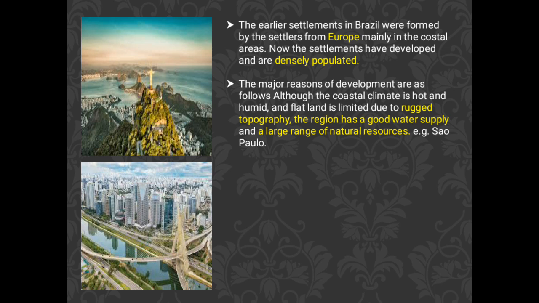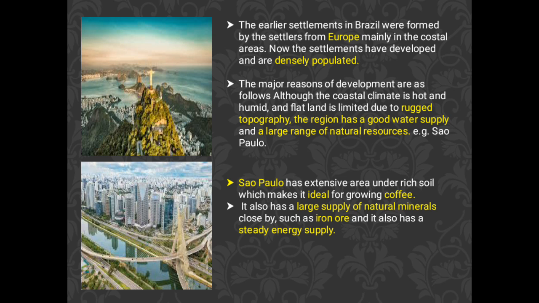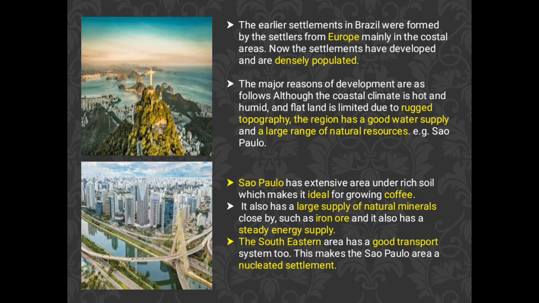This is a picture of the city of Sao Paulo. Sao Paulo has extensive area under rich soil, which makes it ideal for growing coffee. It also has a large supply of natural minerals close by, such as iron ore, and it also has a steady energy supply. The southeastern area has a good transport system too. This makes the Sao Paulo area a nucleated settlement.